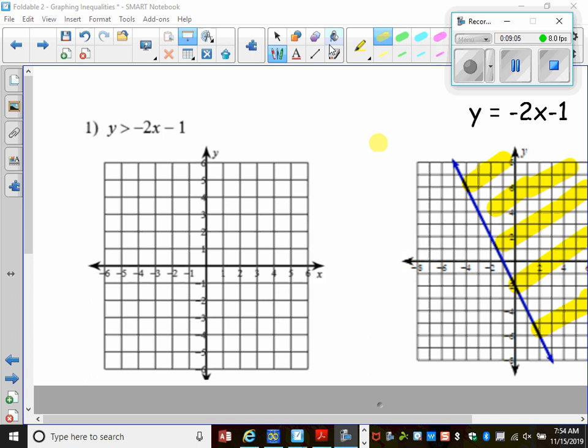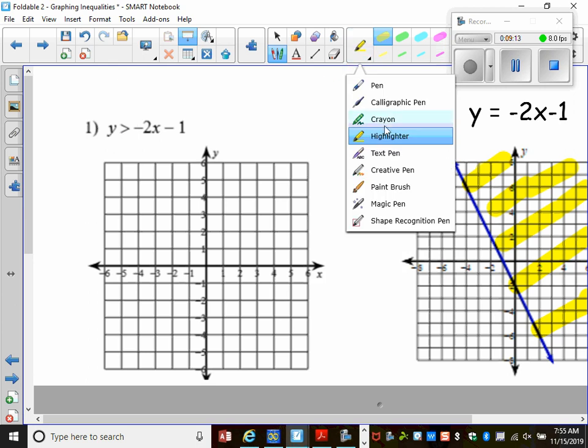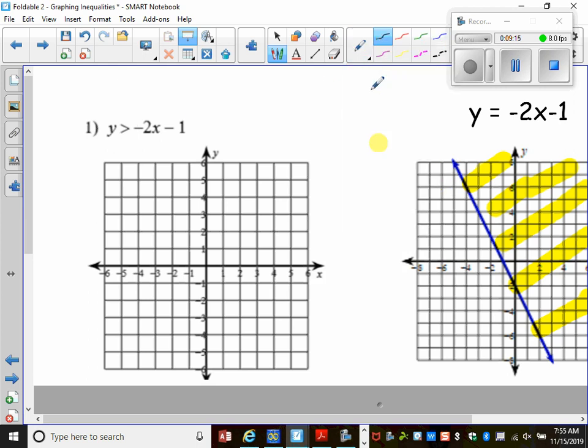The answer on this foldable is incorrect. This should actually be a dashed line because there is no equal sign. So thank you. I'm just going to make it in red. Make it a dashed line. Make sure yours is dashed, and you just leave spaces in between.